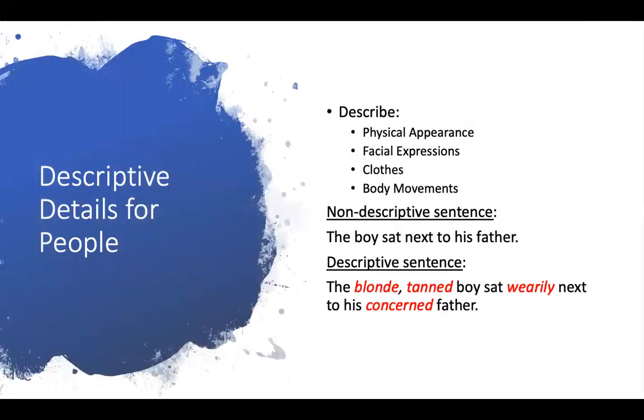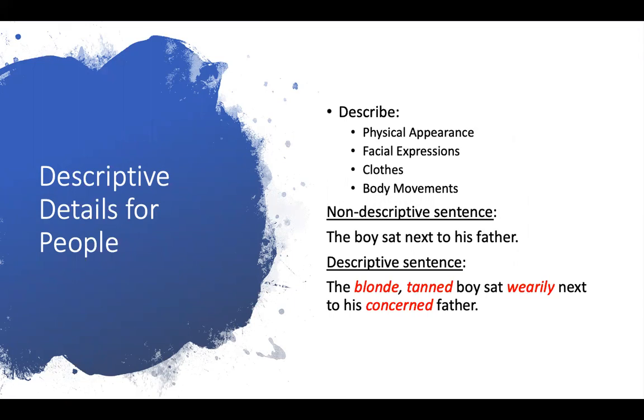So descriptive details for people, which you may have seen in the quiz, help describe physical appearance, facial expressions, clothes, or even body movements. Here is an example of a non-descriptive sentence. The boy sat next to his father. Here we can see that the sentence is very plain. It's very boring, and it does not give any information on how the boy looks or how the father looks.